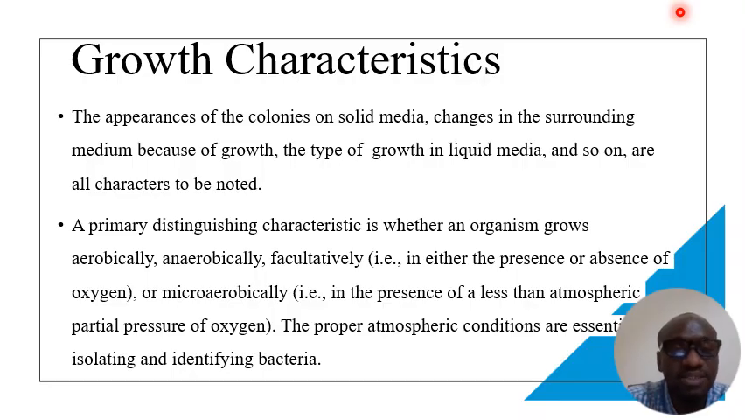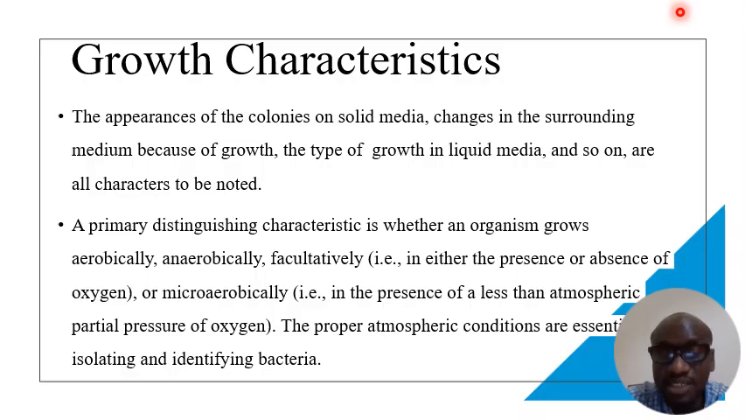We have white, yellow, red pigment. And this is also a form of identifying them because they will be consistent in production of their pigment. A white pigmented bacterial colony will always provide a white pigment, yellow, red, and so on and so forth.